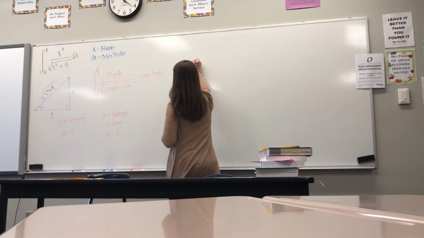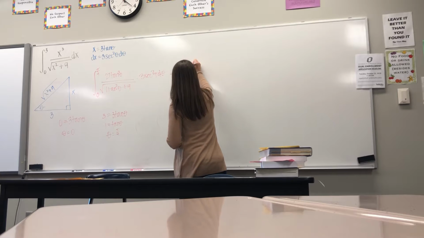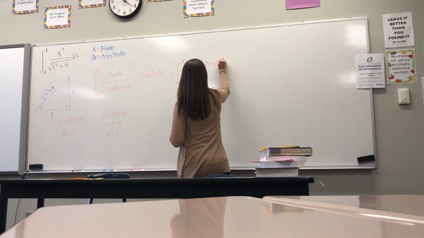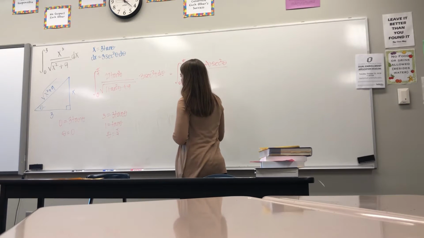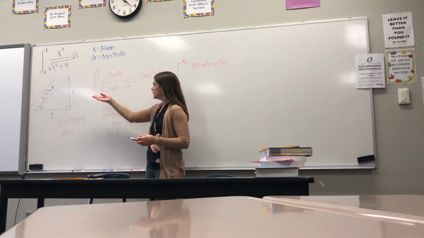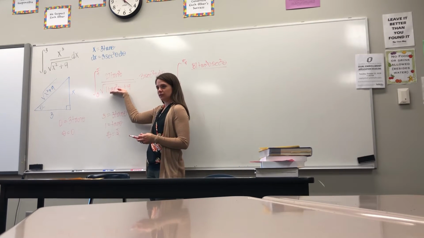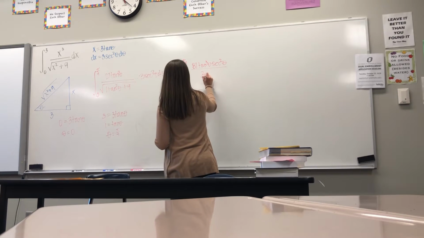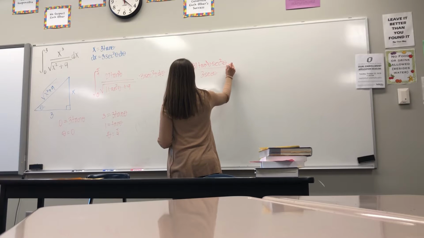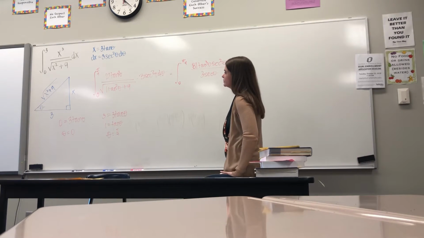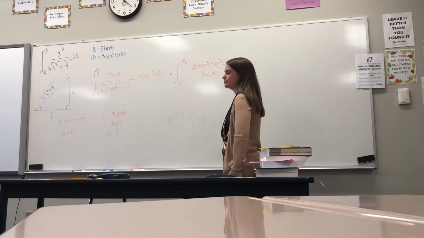Okay, so we have 81 tangent cubed theta secant squared theta all over... Can we all agree that this becomes 3 secant theta? Yes. We did the same thing. Will the thing under the denominator more or less usually equal what our dx is? Not always, no.